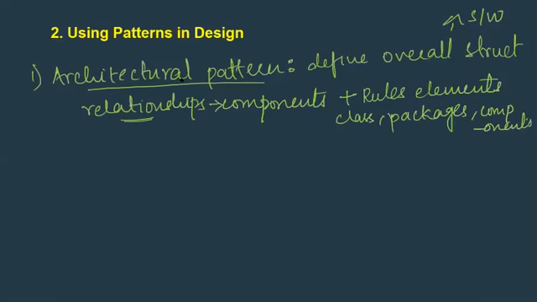So this is your architectural pattern. An architectural pattern is going to give you an overall structure of the software and the relationship between different components. Second, it is also going to tell you the different rules for the classes, packages and components that you're using within the software.